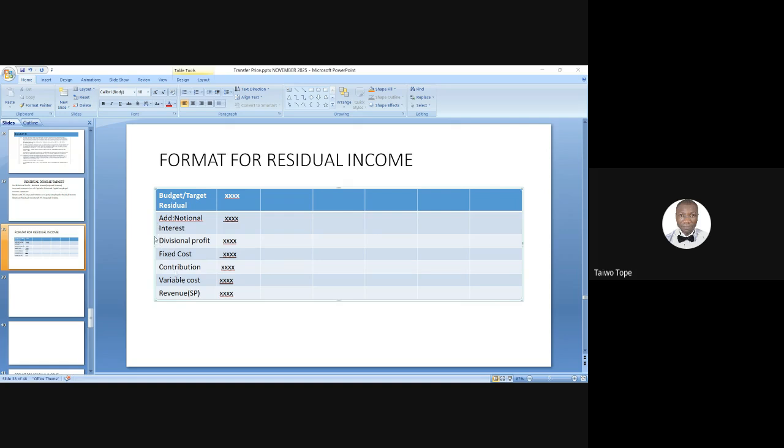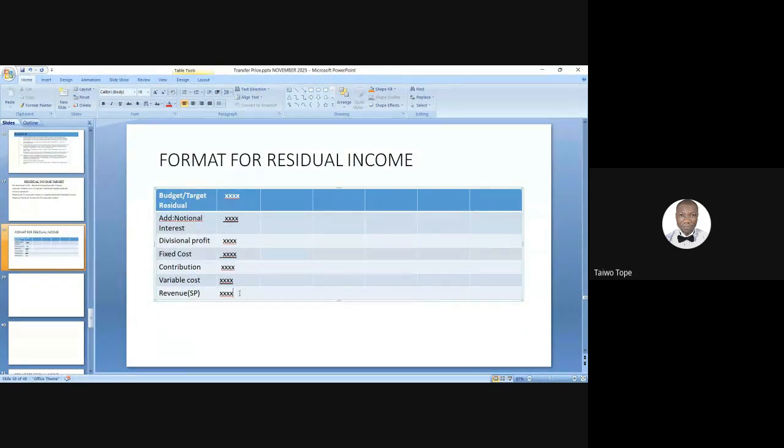So that is why this format is coming. The target residual income is given. You add your notional interest, you get your divisional profit. Your divisional profit plus your fixed cost, you have your contribution. Then contribution plus variable cost will give you your revenue. So you're trying to determine the transfer price that you transfer goods to the internal division in which you operate together. So this revenue is a comprehensive revenue consisting of your sales to external customers and your sales to your internal division.